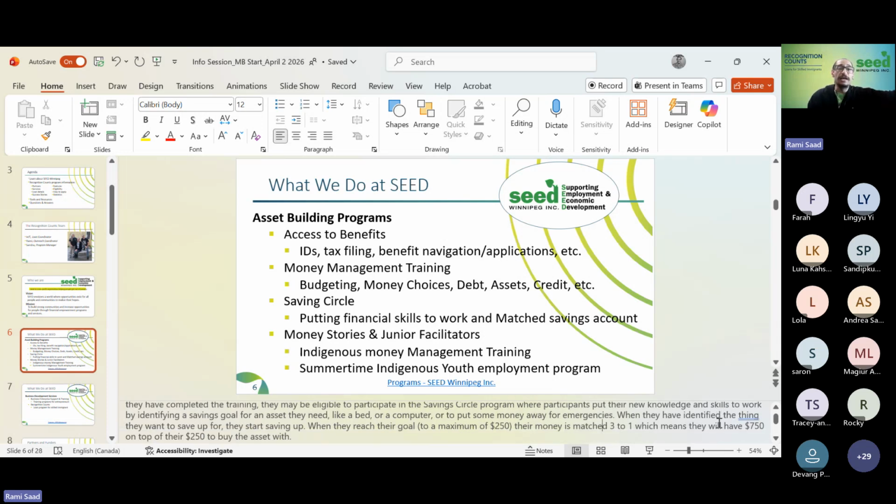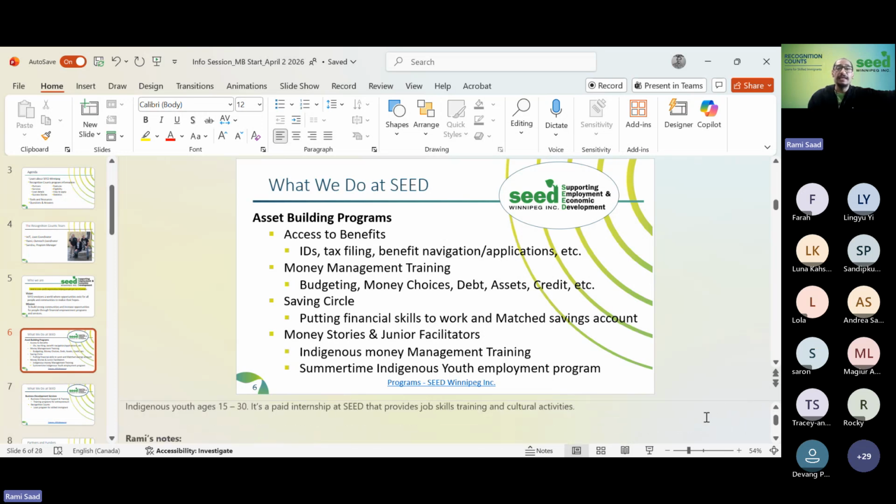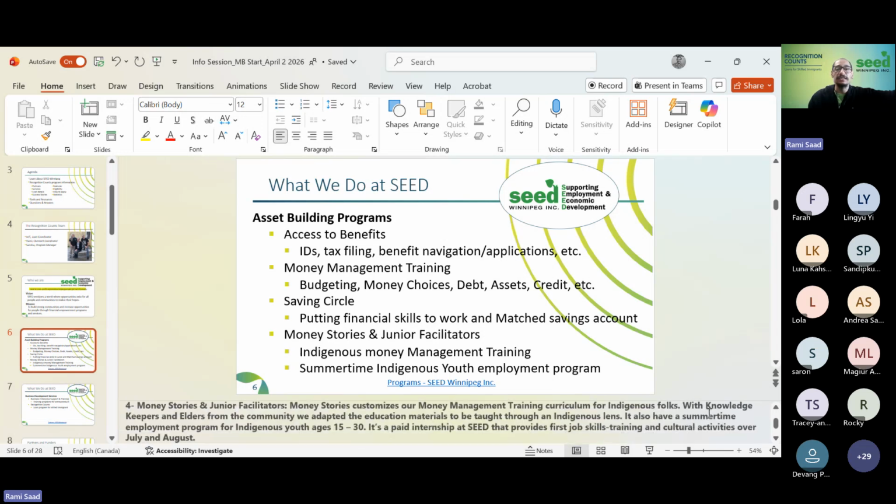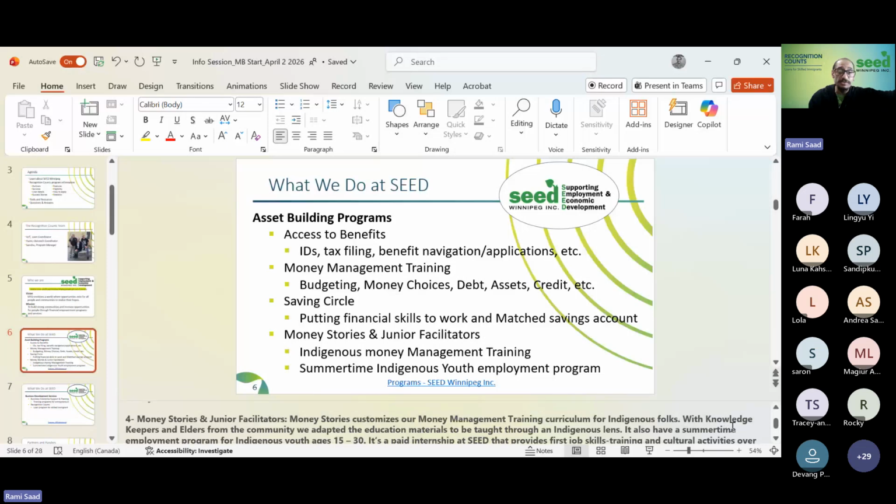And then the last program we have is the Money Stories and Junior Facilitator program. This program is technically more or less the same as the money management training, but it is a curriculum for Indigenous folks. So with Indigenous knowledge keepers and elders from the community, we adapted the education materials, and they are going to be taught through an Indigenous lens.